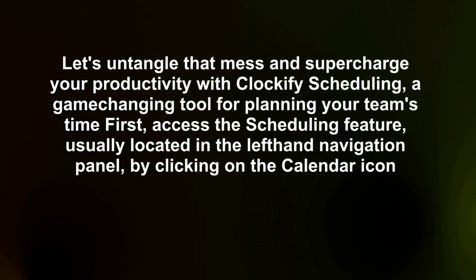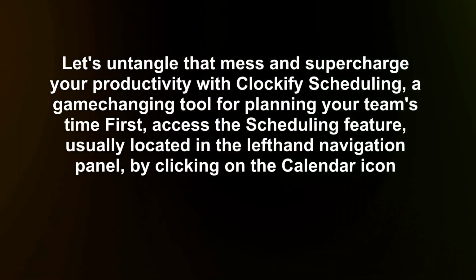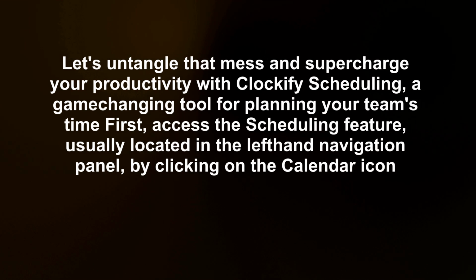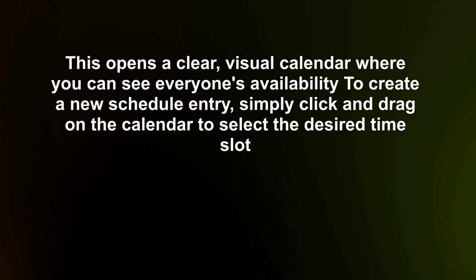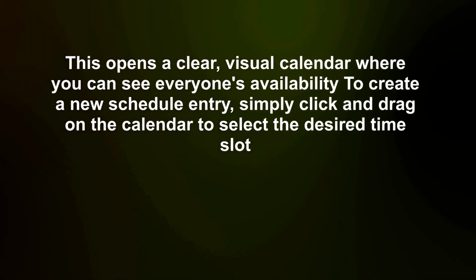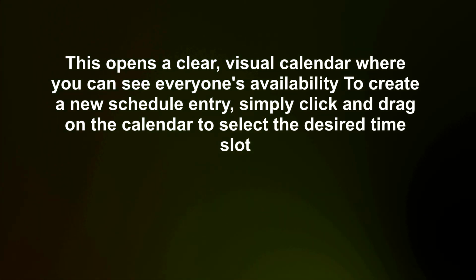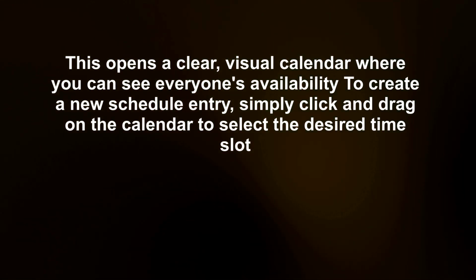First, access the scheduling feature, usually located in the left-hand navigation panel, by clicking on the calendar icon. This opens a clear, visual calendar where you can see everyone's availability. To create a new schedule entry, simply click and drag on the calendar to select the desired time slot.